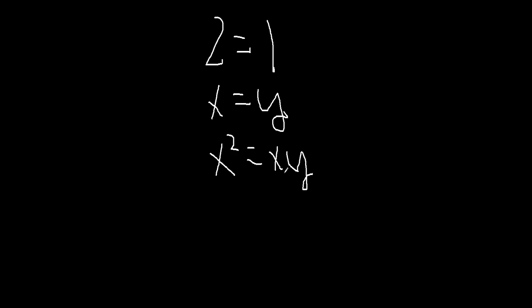So now we have this, we can subtract by y squared on both sides. So we have x squared minus y squared, and that equals xy minus y squared.